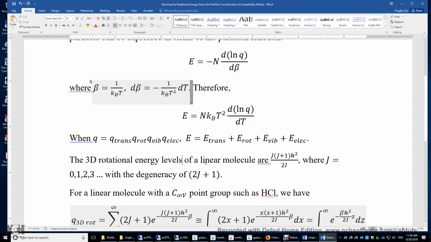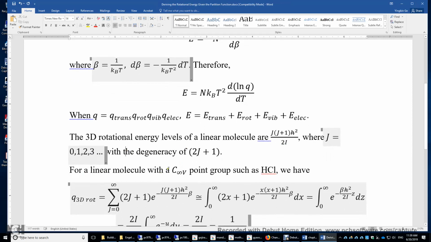The rotational energy levels of a linear molecule are J times J plus 1 times h bar squared over 2I. H bar is the reduced Planck constant, I is the moment of inertia, and J can be 0, 1, 2, 3, and so on. The degeneracy of the Jth energy level is 2J plus 1. Again, J is the vector of the angular momentum of the rotation, and its z component, m sub J, can be from -J to J, and therefore the degeneracy is 2J plus 1.